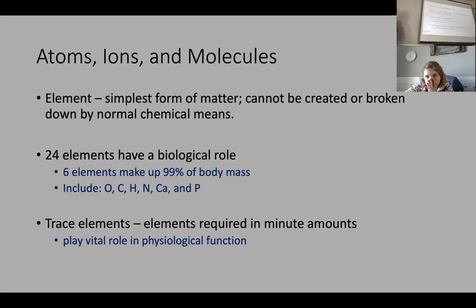Trace elements are the other elements, not of these 6, that make up the rest of our body. They're in tiny amounts, but they can be really important physiologically. I'll talk about them and refer to them, but these are the 6 biggies that we'll see many, many times.